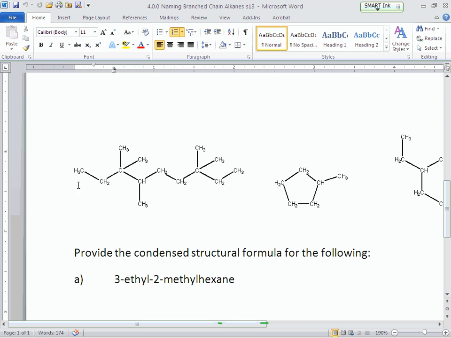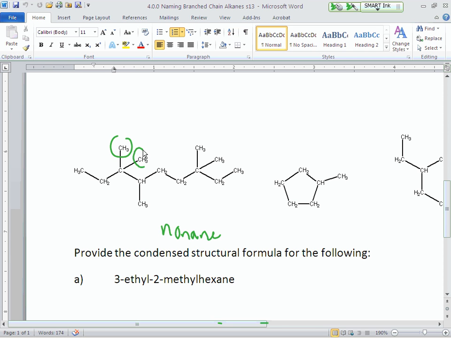Okay, let's take a look at this one. Longest chain, has anybody found it? 9? 1, 2, 3, 4, 5, 6, 7, 8, 9. I didn't do anything exciting, like go down around the corner. 1, 2, 3, 4, 5, 6, 7, 8. Yeah, it's looking like 9. So again, base name, nonane. Now my groups. Goodness gracious.